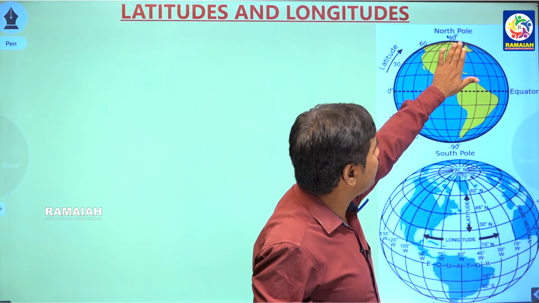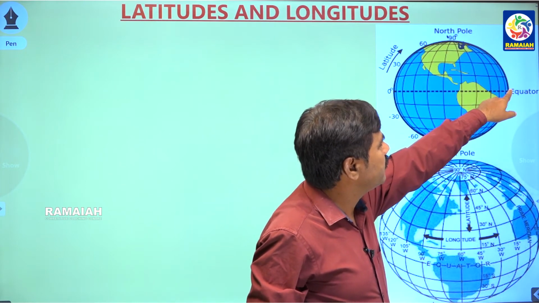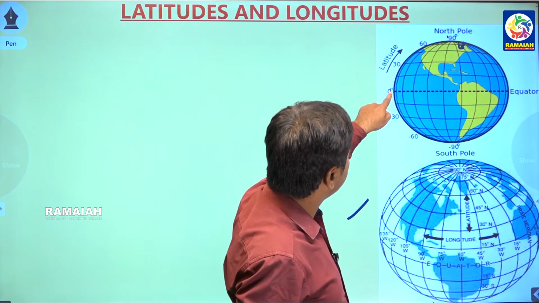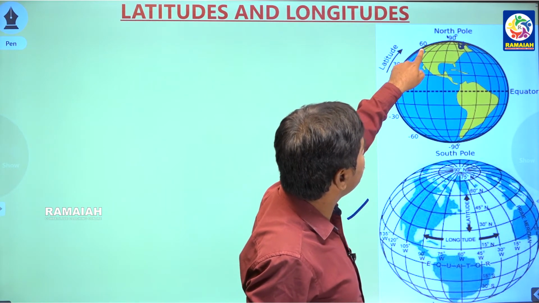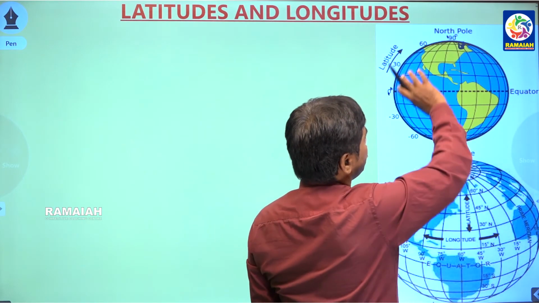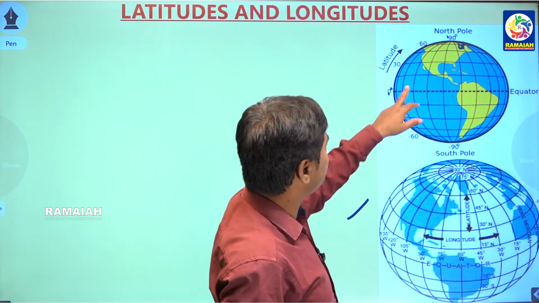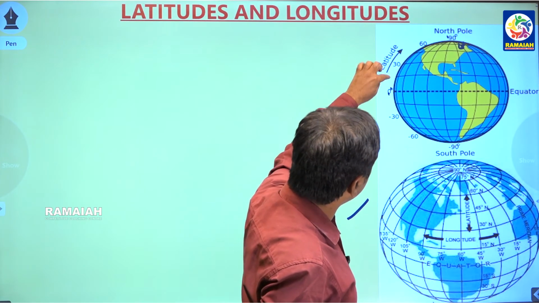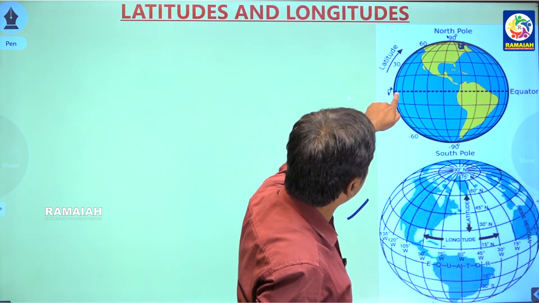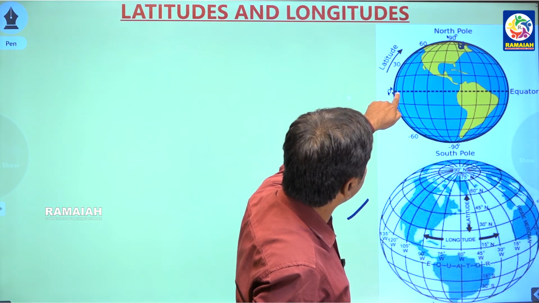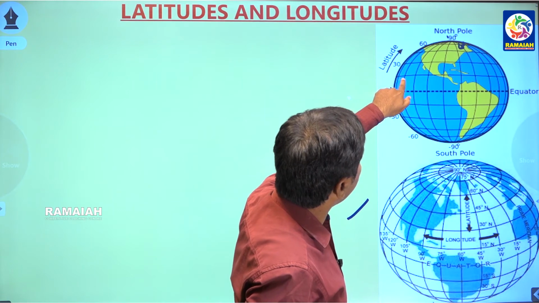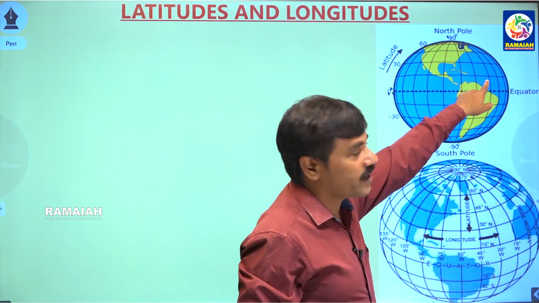The upper part, the northern hemisphere, is gradually divided into 90 latitudes: 0, 1, 2, 3, 4, 5, 6, 20, 30, 50, 60, 70, 80, 90. You cannot draw these 90 latitudes on the Earth's surface, that's why only some of the latitudes are given. Now you can see this is the 0 degree latitude, called the equator. Now this is the 23½ degree latitude.